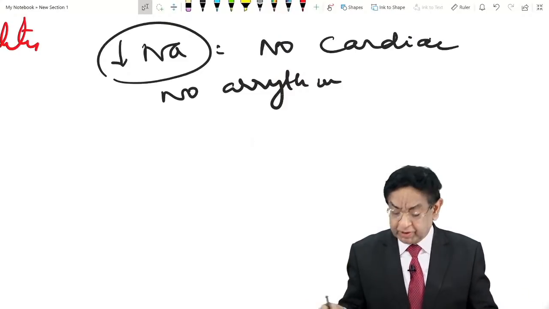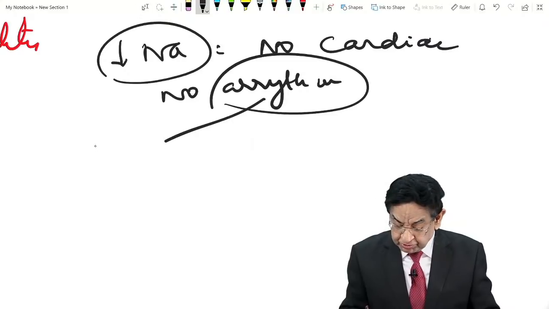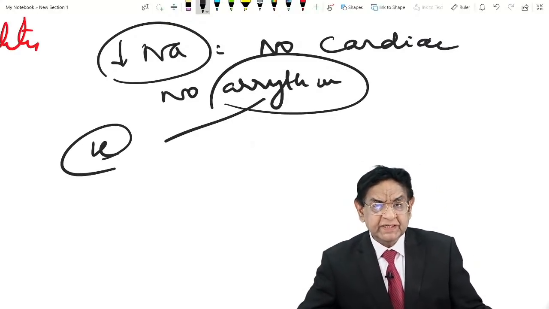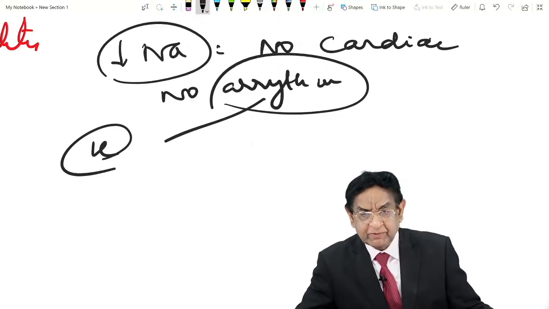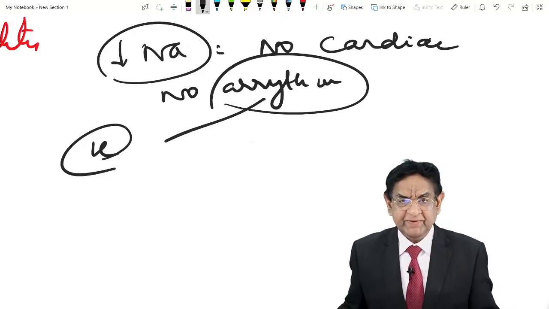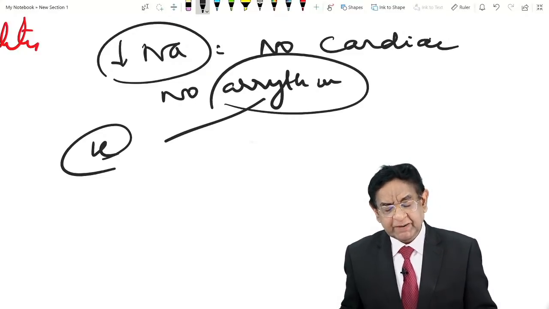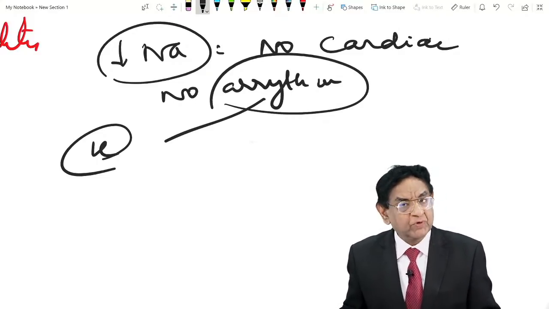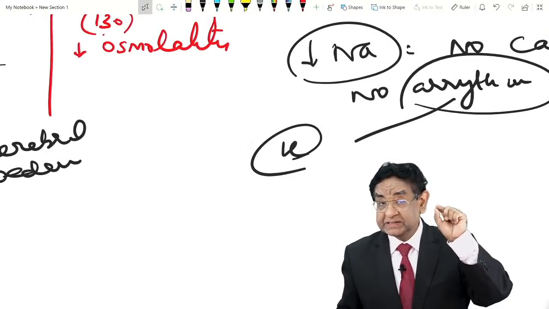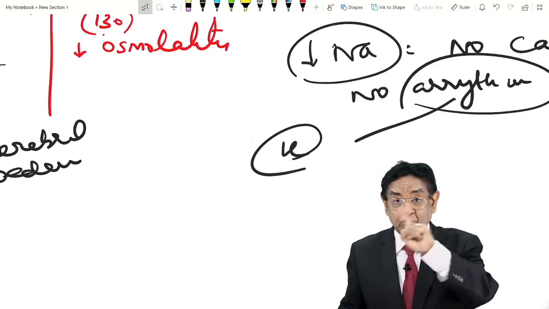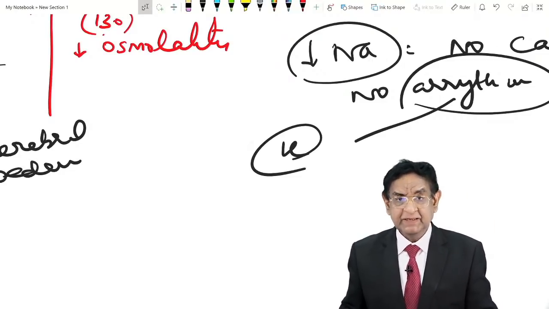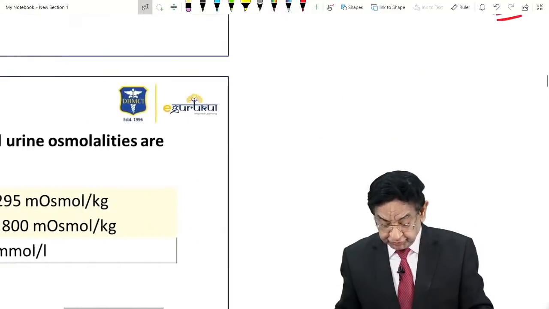Why is it so important? Because these arrhythmias are due to potassium disturbance. The potassium disturbance leads to arrhythmias and all these, but I'm going to discuss it later on. But one thing, again, your concept is made very clear, that hyponatremia leads to more of a CNS problem. Okay, and remember, only seizures and cerebral edema, no focal deficit, no paraplegia, no hemiplegia. Okay, so we are clear about it.